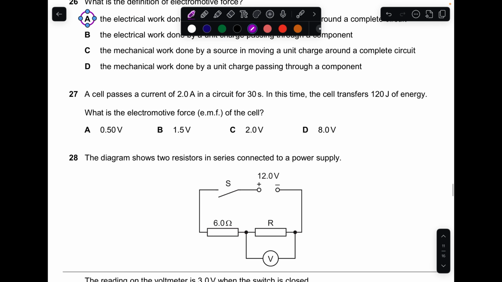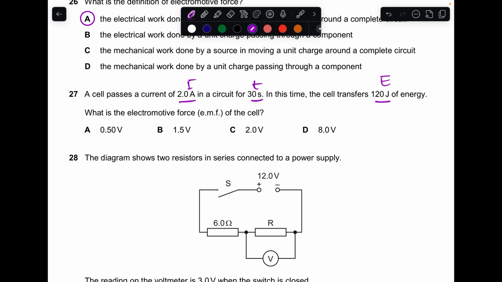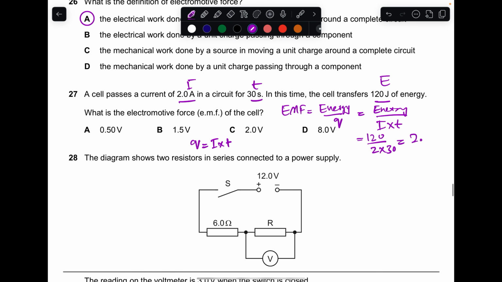27. A cell passes a current of this in 30 seconds. In this time the cell transfers this much energy. What is the electromotive force of the cell? As we just discussed, EMF is energy transferred per unit charge, but we don't know the charge. So charge is equal to I into T, current into time. So this will be energy divided by I into T. Energy is 120, I is 2 and T is 30. It will give you 2. So option C is correct.